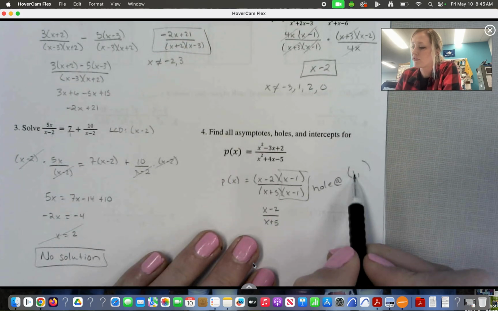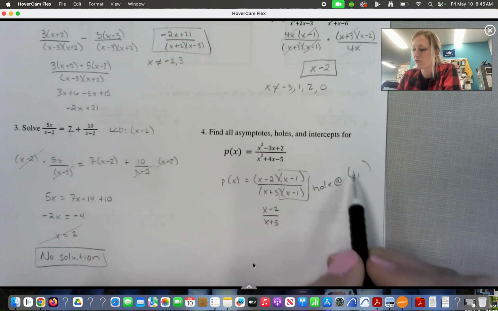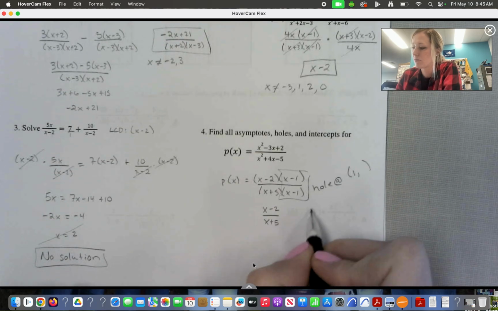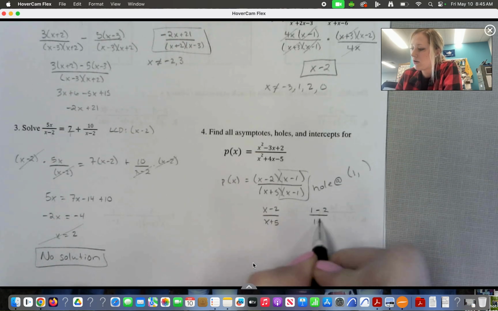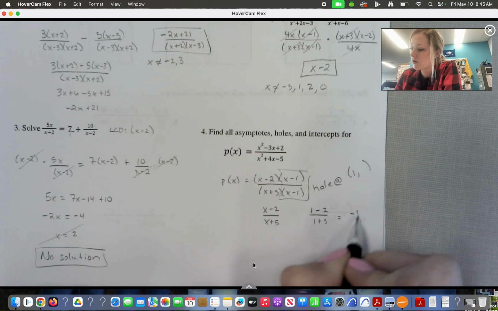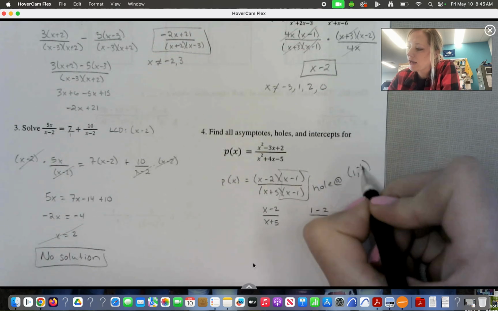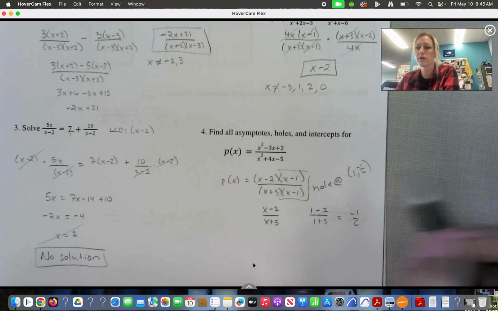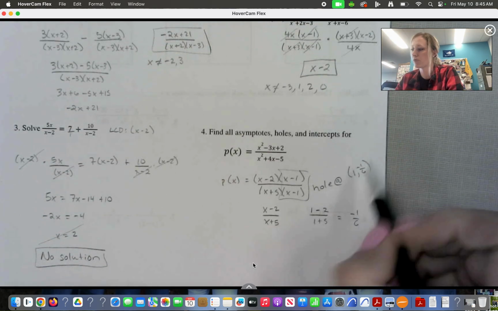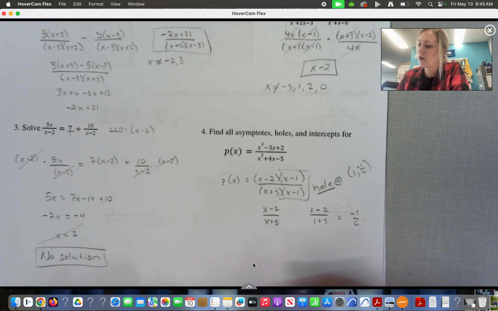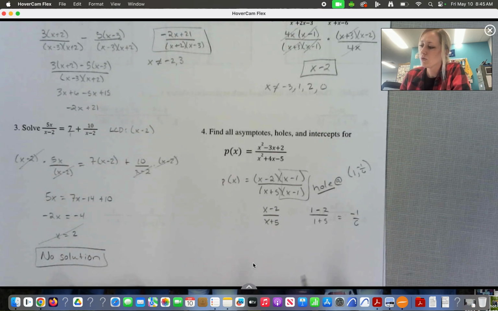Anytime I want to get a y value that goes with an x, I just plug the x coordinate in. So we're going to plug in 1 for x, and I would get negative 1 over 6. So that is the y coordinate of the hole. I could go plot that point, and I just plot it as an open circle there. So there's my hole.